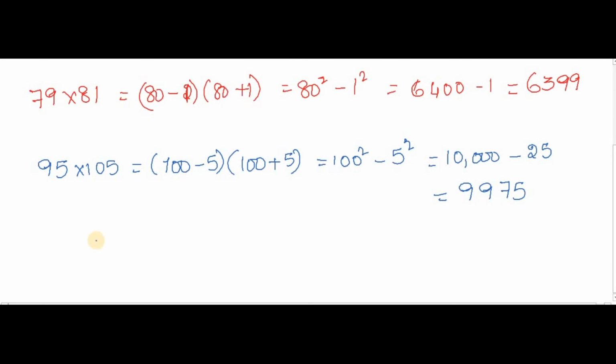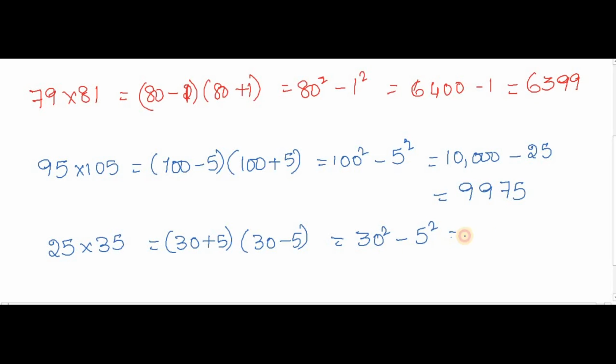In the same way, let's move on to one more example, friends. 25 into 35, and this is also a difference of 5, but it is near to 30. One is 30 plus 5, and the other one is 30 minus 5. So here my calculation is a is 30 and b is 5. So 30 square is 900 and 5 square is 25. So 900 minus 25 is 875.